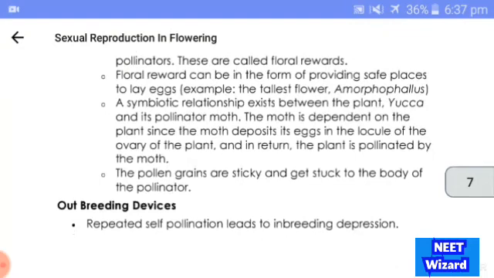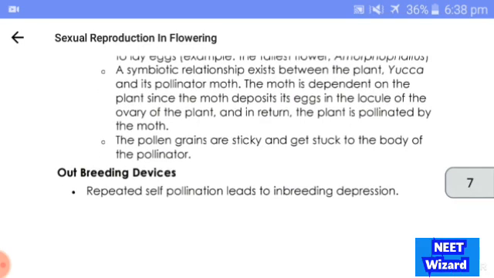Floral reward can be in the form of providing safe places to lay eggs, as an example the tallest flower, Amorphophallus. A symbiotic relationship exists between the plant yucca and its pollinator moth. The moth is dependent on the plant since the moth deposits its egg in the locule of the ovary of the plant, and in return the plant is pollinated by the moth. The pollen grains are sticky and get stuck to the body of the pollinator.